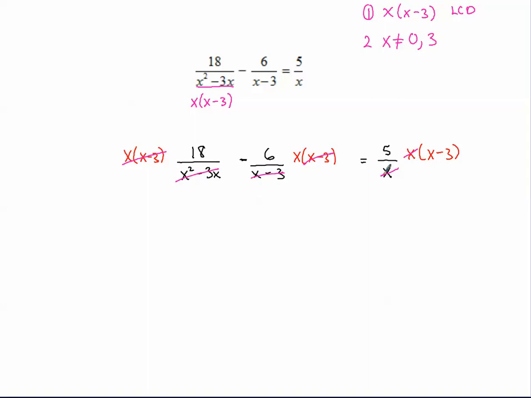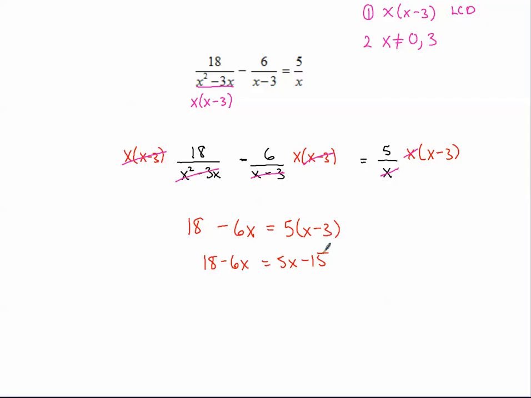So what am I left with down here? Well, I'm just left with 18 minus 6 times x, because that's all that's left over from that one, is equal to 5 times x minus 3, because the x is canceled out here. So now I'm down to a linear again, and I can just solve this. So this is 18 minus 6x is equal to 5x minus 15.